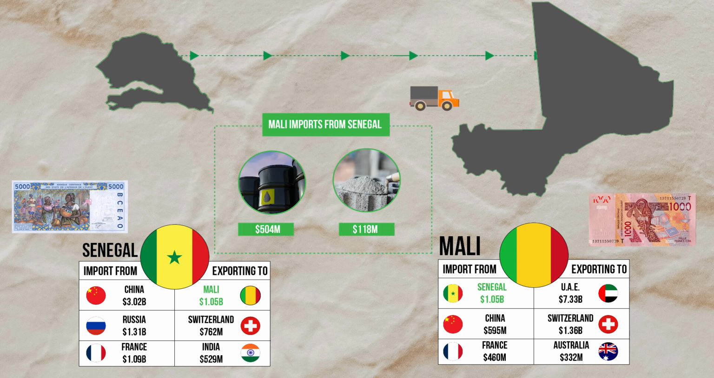Senegal is Mali's main trading partner, with trade dominated by exports of foodstuffs, petroleum products, and textiles. Mali, on the other hand, exports gold, livestock, and cotton to Senegal. The two countries also share cultural ties, with Senegal serving as a hub for Malian musicians and artists. In 2021, Senegal exported $1.05 billion worth of goods to Mali. It was mainly refined petroleum for around $504 million and cement for $118 million.